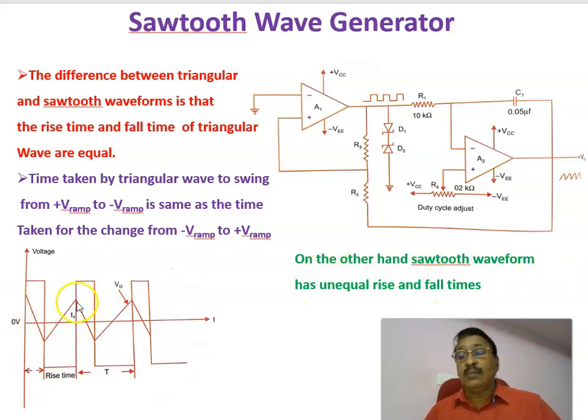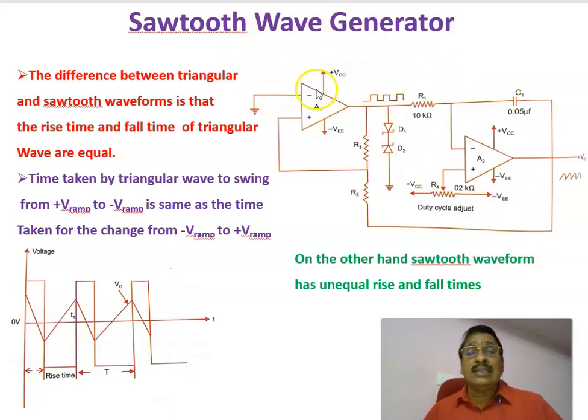That is seen from this diagram. This is a sawtooth waveform in which going from plus VRAM to minus VRAM takes this much time only, while from minus VRAM to plus VRAM it takes more time. Therefore, this is a sawtooth waveform. Now, let us see how you can generate a sawtooth waveform, with a small change in the triangular waveform generator.